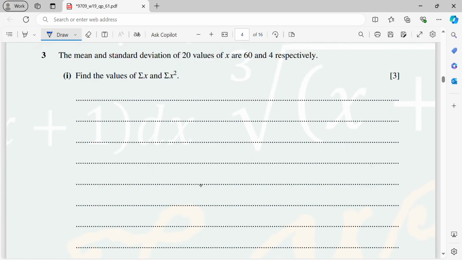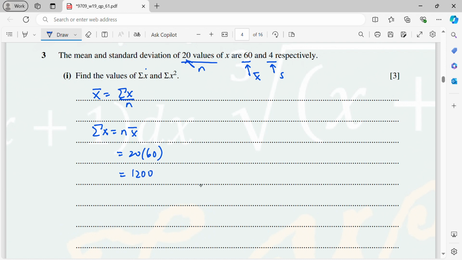Question number 3. The mean and standard deviation of 20 values of x are 60 and 4. So this is the mean, and this is the standard deviation. Now, first part, find the values of summation x and summation x squared. We know that mean is summation x over n, so n is 20. Then summation x is basically n x bar, that is going to be 20 times 60, and you will get 1,200.